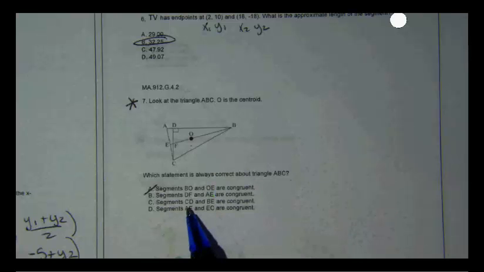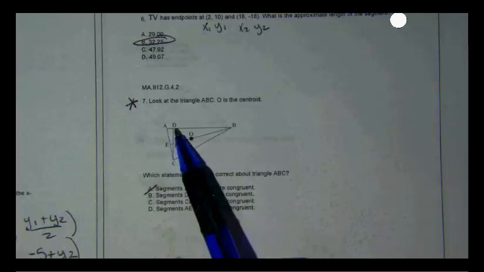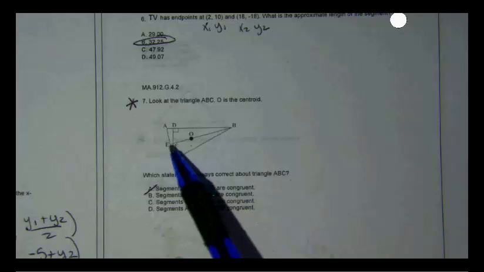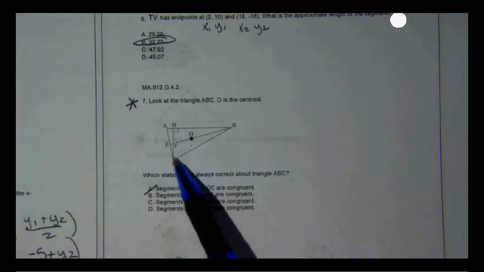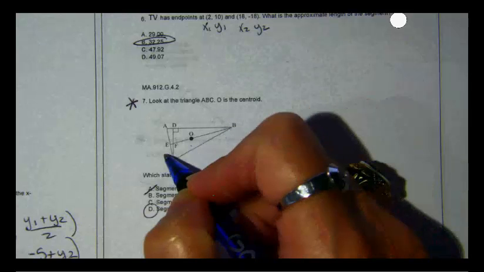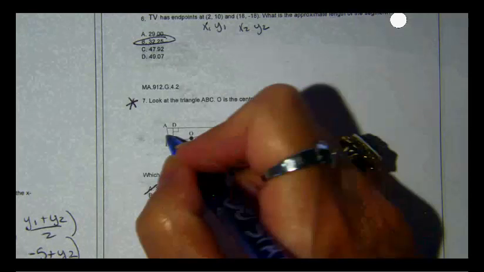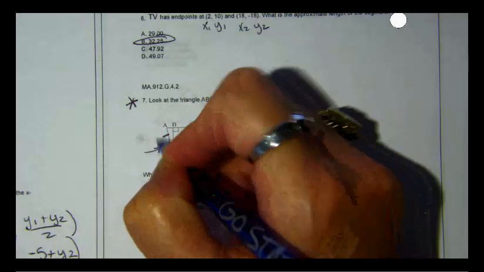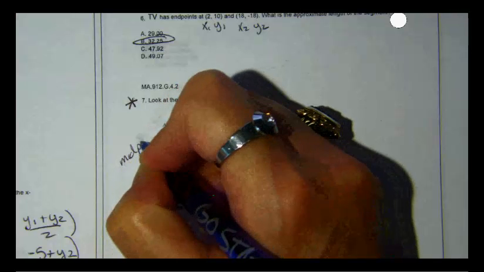CD and BE are congruent. No. AE and EC are congruent. Yes. Because the centroid occurs on a median, and a median tells me that these two are the same length because this is a midpoint. What was the definition of congruent? The same length. So congruent means the same length.